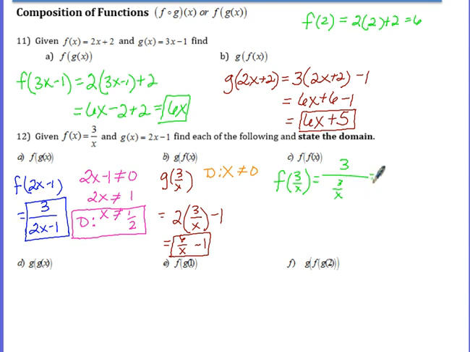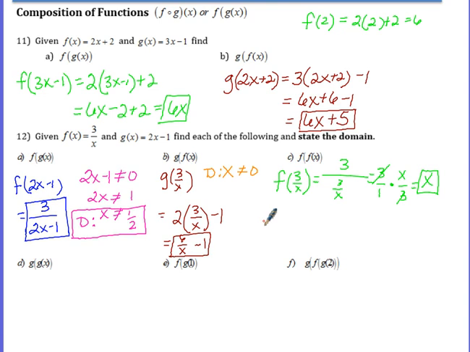Well, we know from previous classes that if you're dividing 3 by a fraction, that's the same thing as taking 3 over 1 and multiplying it by the reciprocal of this fraction. These cancel. So you're left with an x over 1, or just a plain old x. So the composition f of g of x is x. We've answered that first question.